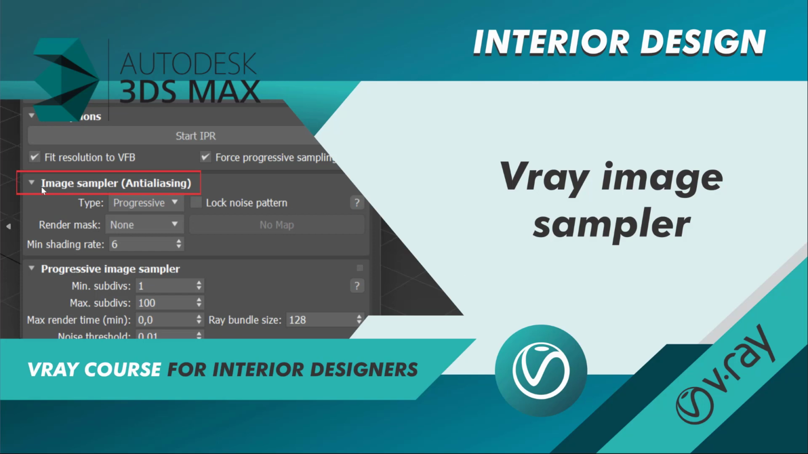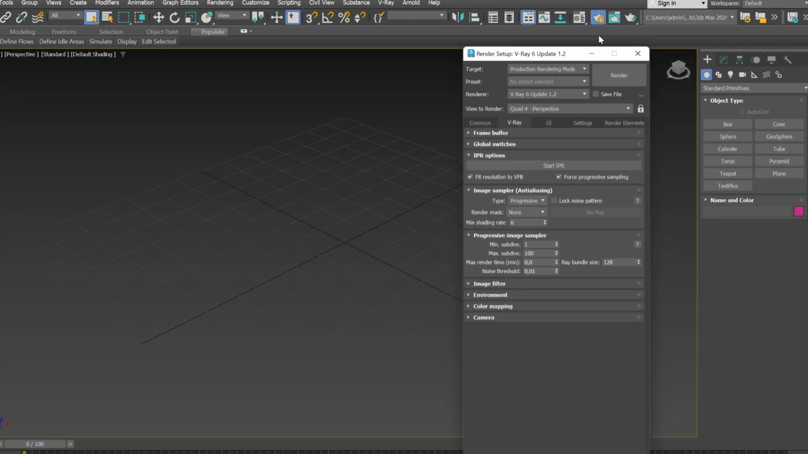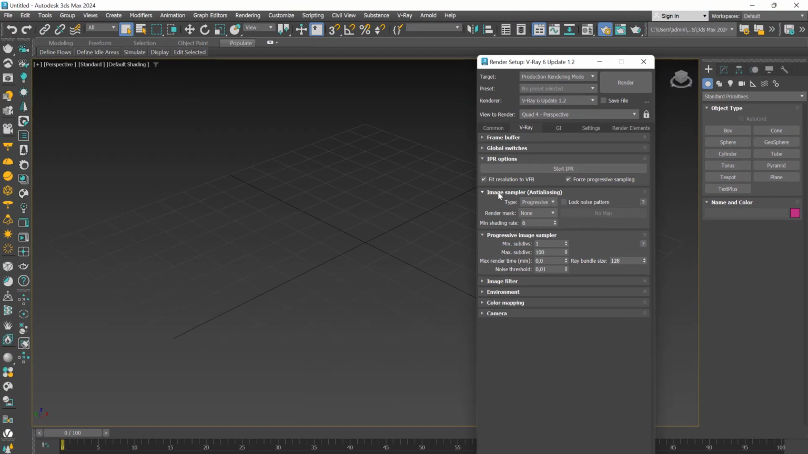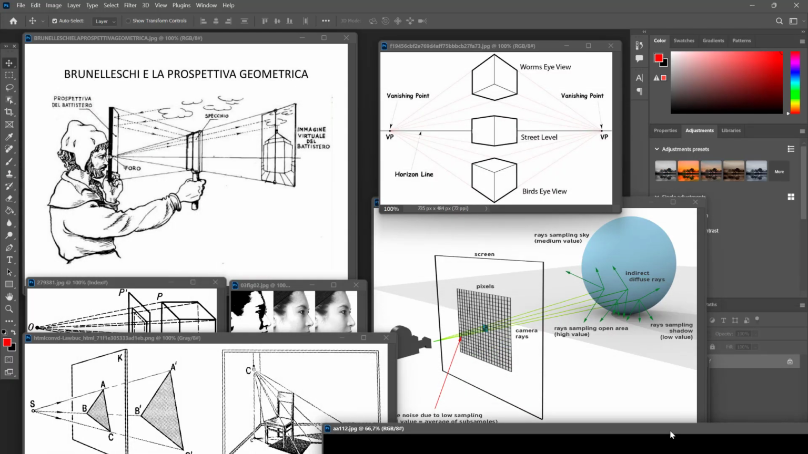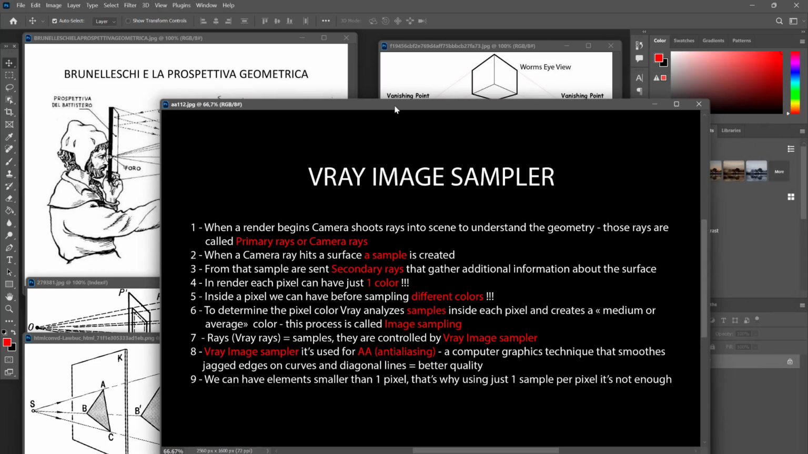In the next lessons, we will discuss a very big and important topic. We will try to understand the core of rendering. We will talk about Vray Image Sampler. I'll divide this topic into a few lessons as we have to discuss a few puzzle pieces that will form the main concept. And I will try to explain that using a few images that you see here, so we understand indeed those things that form the base of any rendering.